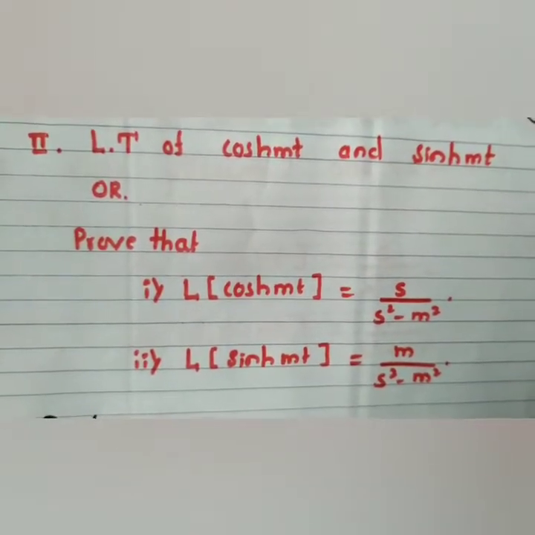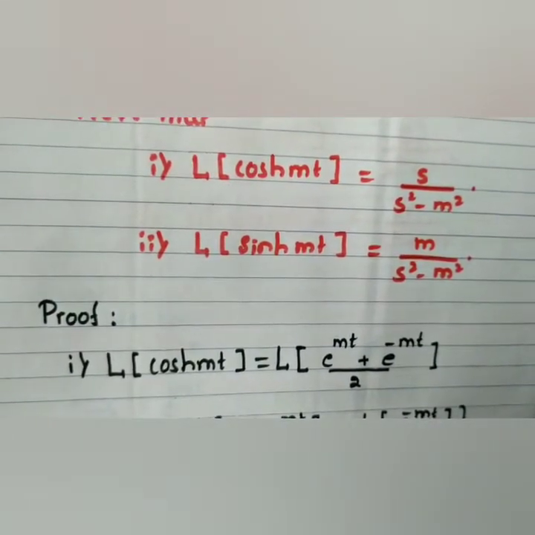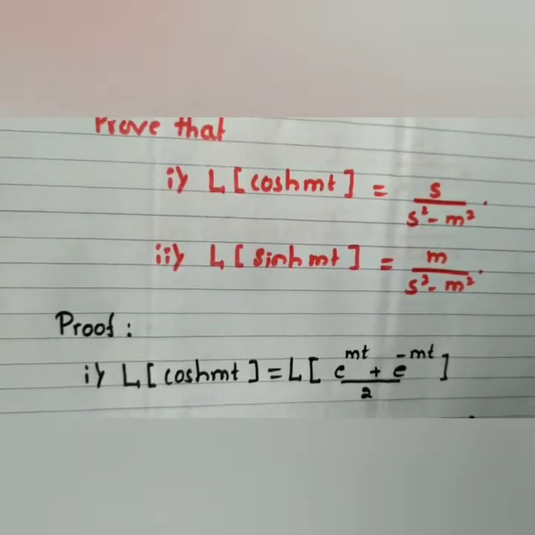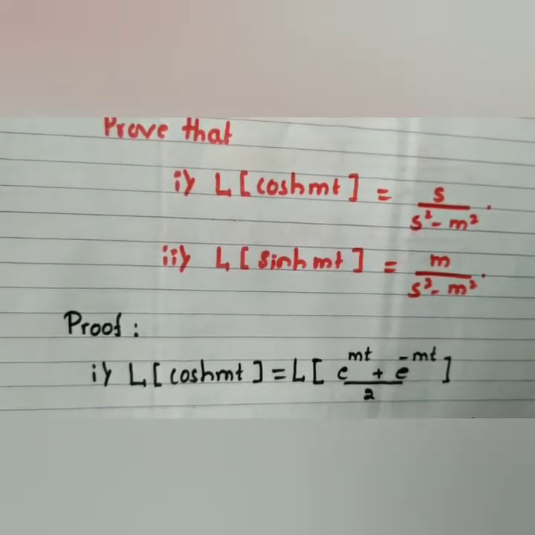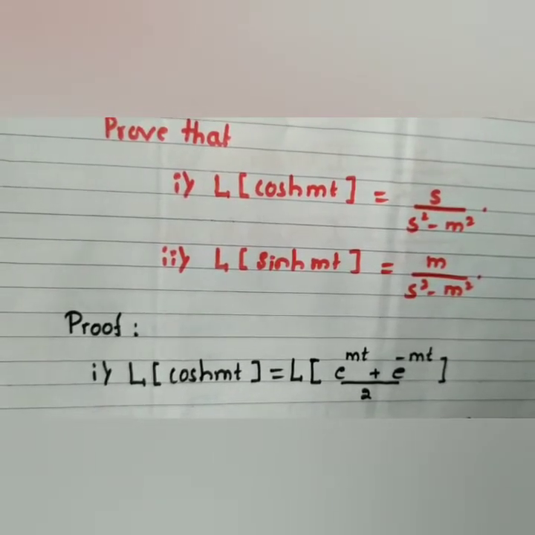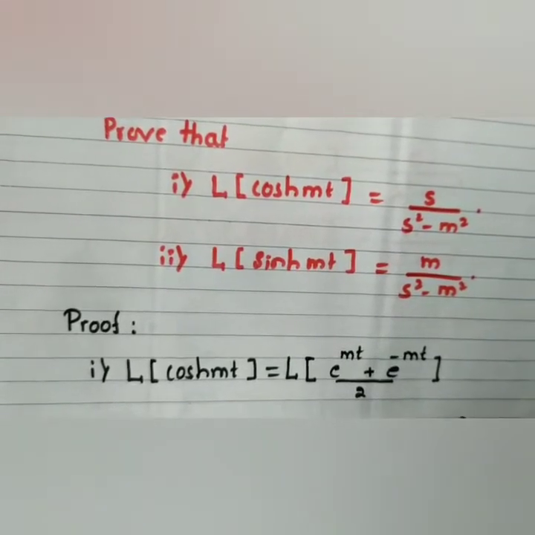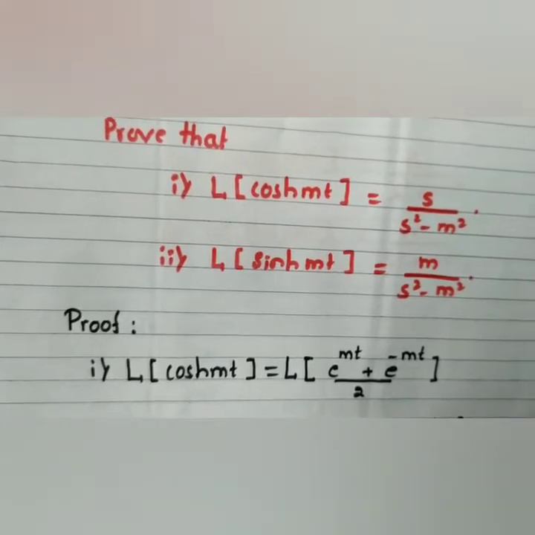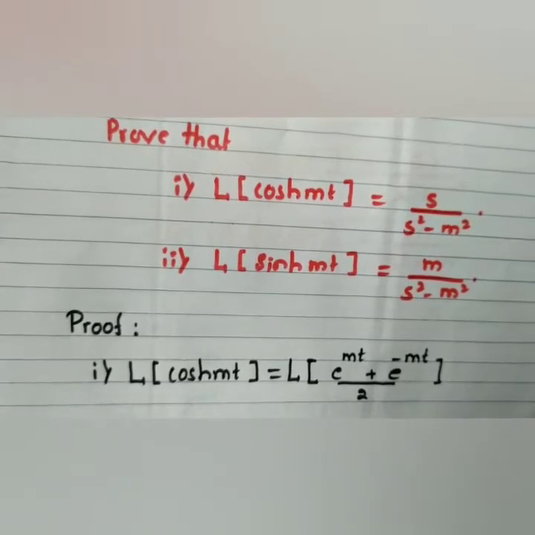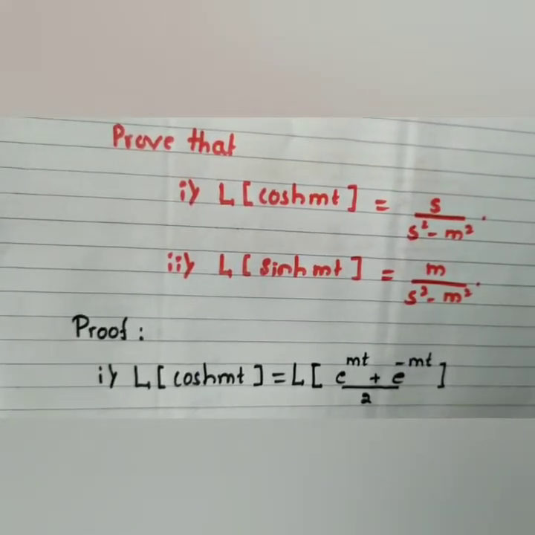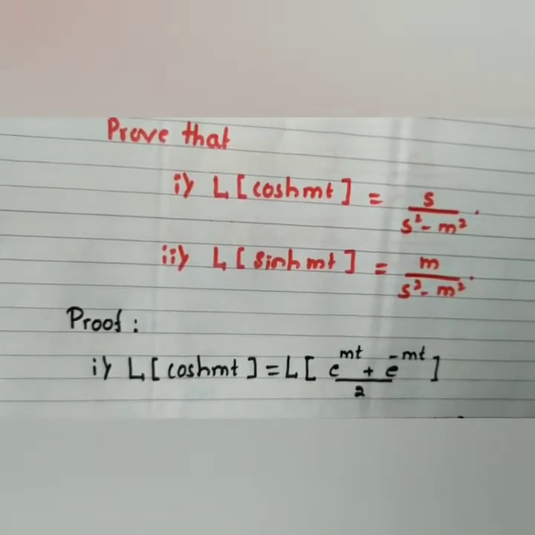Thus, the results are very simple. You just have to recall the definition of cos hyperbolic mt and sin hyperbolic mt. So, L of cos hyperbolic mt, keep L as it is. Cos hyperbolic mt, by the original definition, is written as e raised to mt plus e raised to minus mt by 2. According to the definition of hyperbolic functions, cos hx is e raised to x plus e raised to minus x by 2. Instead of x, there is mt.